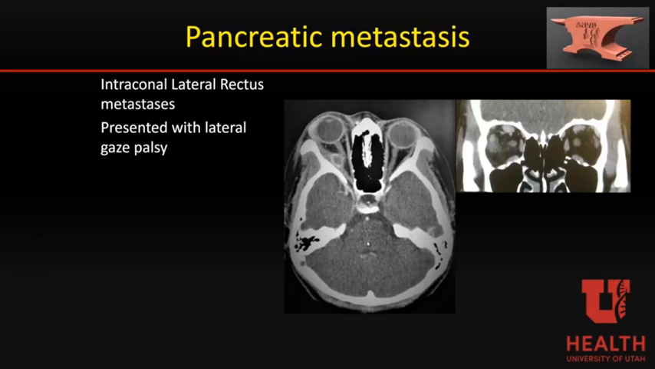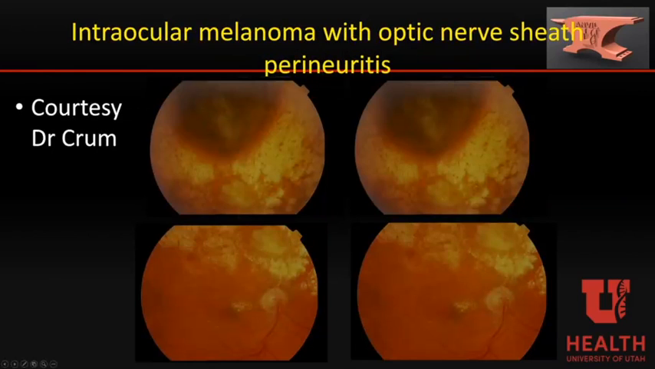Here's another case. This is a pancreatic metastasis that became an intraconal mass touching the lateral rectus and the optic nerve. Here you can see it on the coronal reconstruction. The patient had diplopia as their presentation.